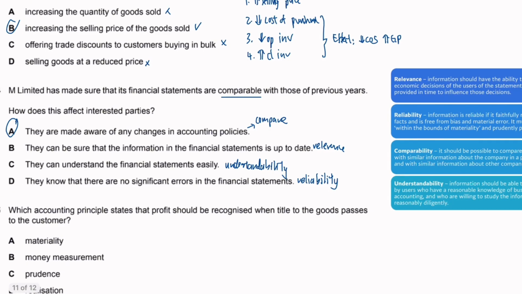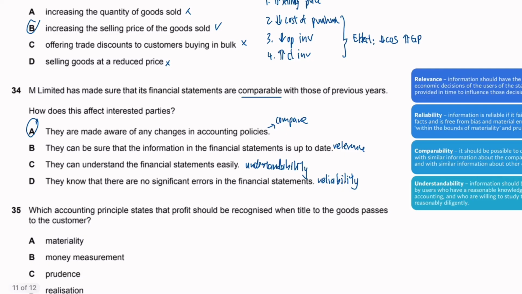Last question. Which accounting principle states that profit should be recognized when title to the goods passes to the customer? This one is definitely realization. There are a few accounting concepts that you need to go read by yourself, and you need to grasp the concept really clearly so that you can answer these theory questions with more confidence.